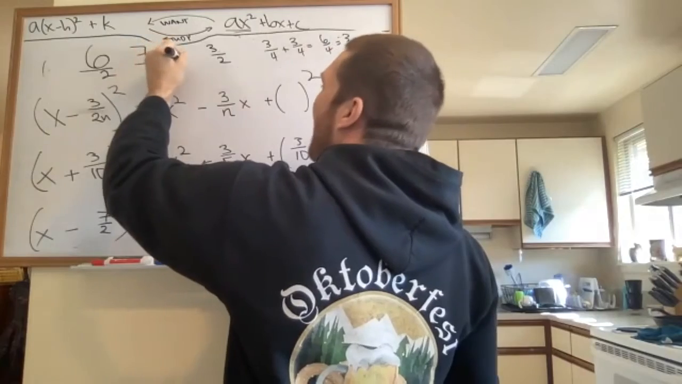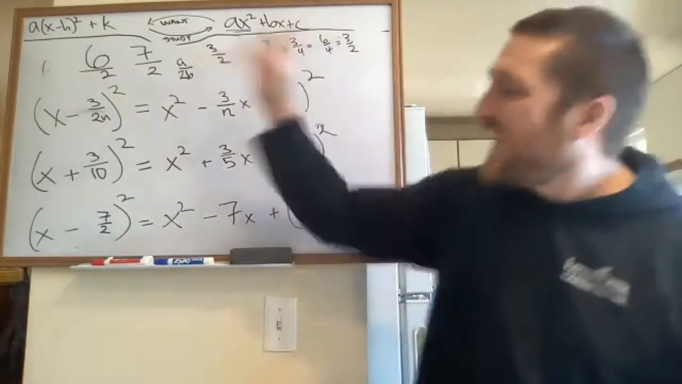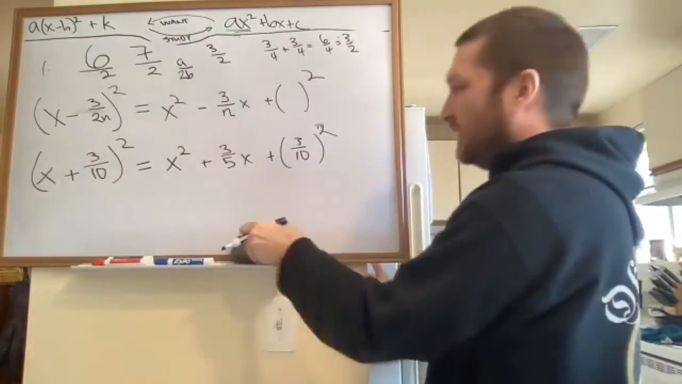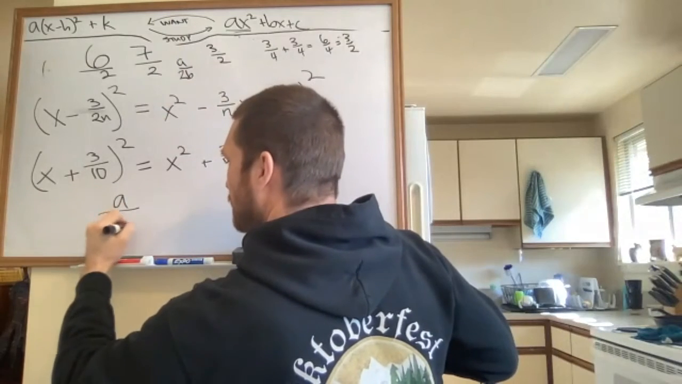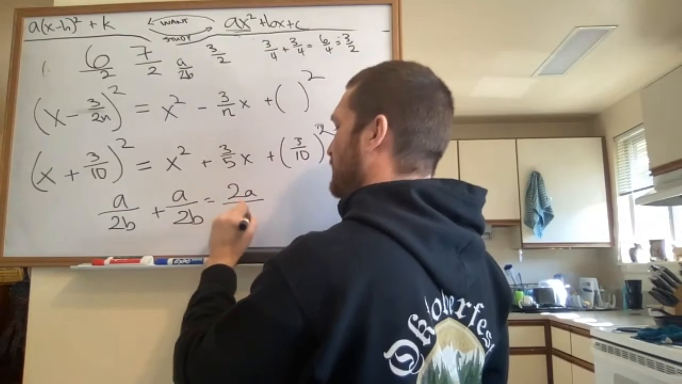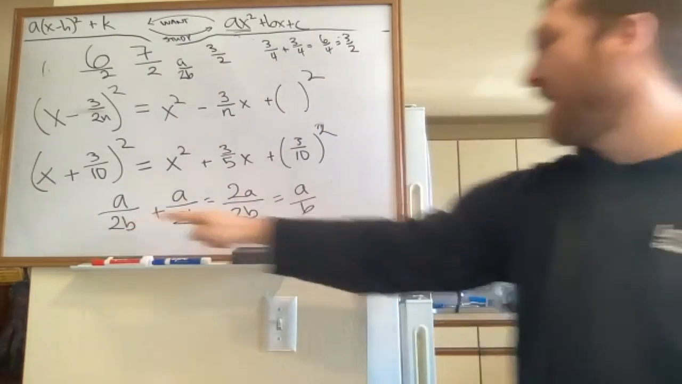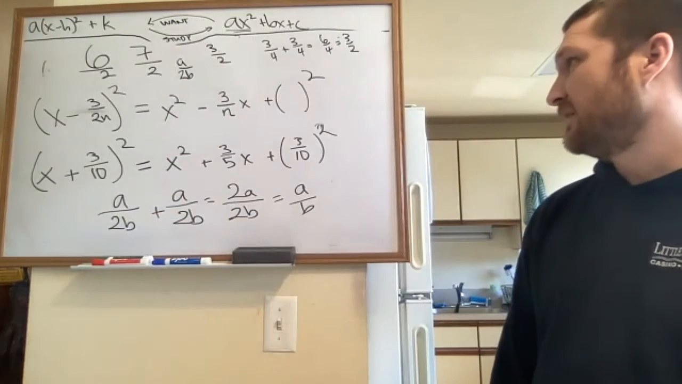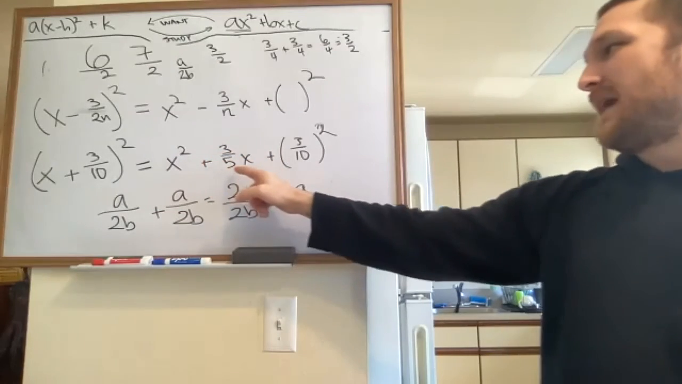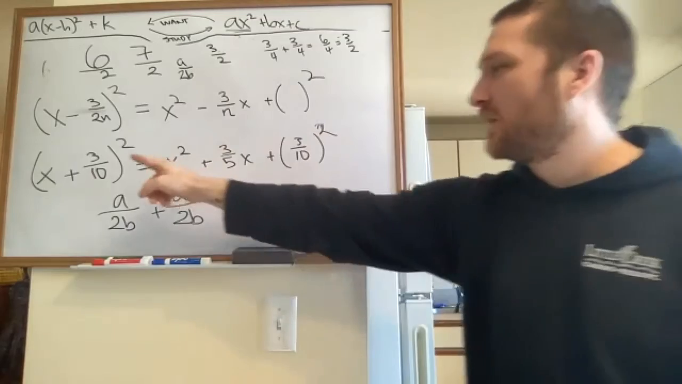How do you take half of A over B? You throw a 2 in the denominator. And in every case, you take that and add it to itself. A over 2b plus A over 2b equals 2A over 2b, which is just A over b. So that is 1/2 of that thing. Long story short, and you saw this in your homework, that term always comes out to be 2 times whatever that thing is.